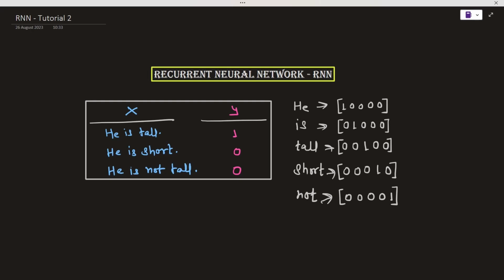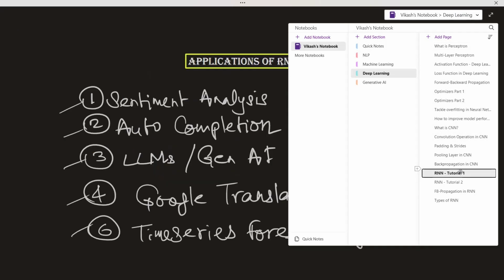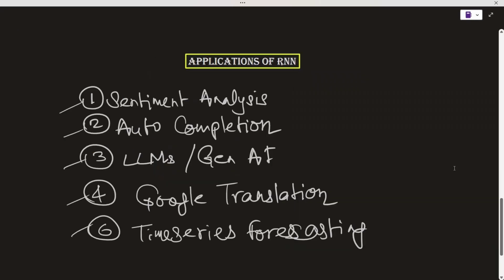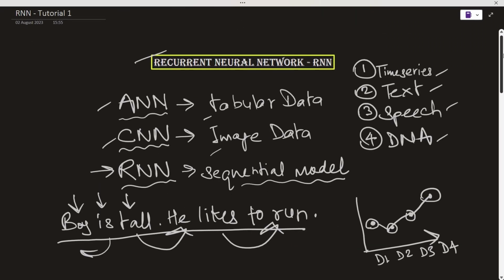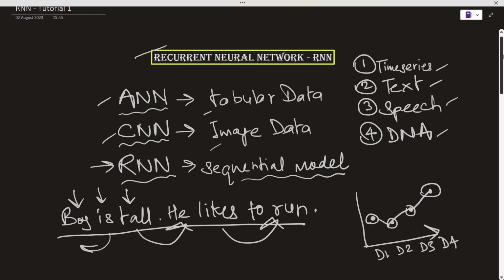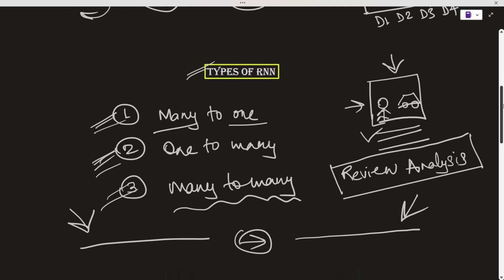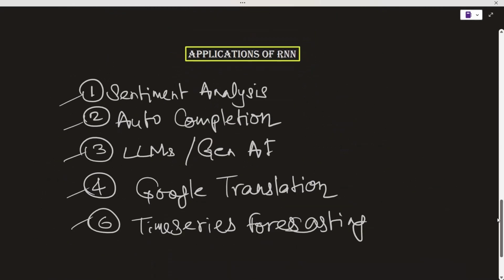So welcome to the second lecture of RNNs, or recurrent neural networks. In the previous lecture, which was the introduction lecture for recurrent neural networks, we discussed a lot of things, starting from absolute basics, where we discussed why we need RNNs and how they are different from ANN or CNN architecture. Then we also discussed different types of RNN, vectorization techniques, and finally towards the end, we discussed a few applications of RNN.